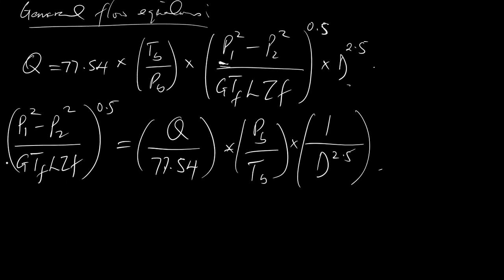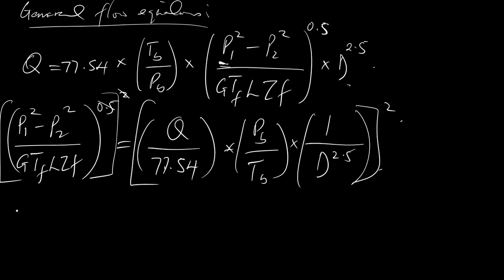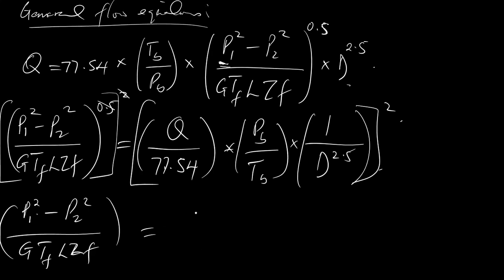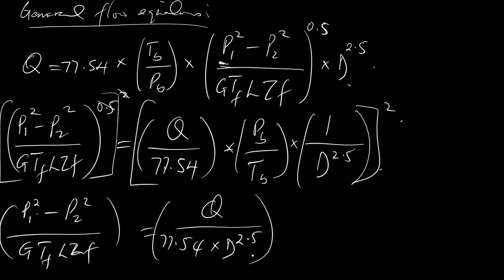Now if you square both sides of the equation, we now cancel out this, so we now have P1 square minus P2 square divided by G TF L ZF equal to Q all over 77.54 times D raised to power 2.5 times base pressure divided by base temperature, all squared.